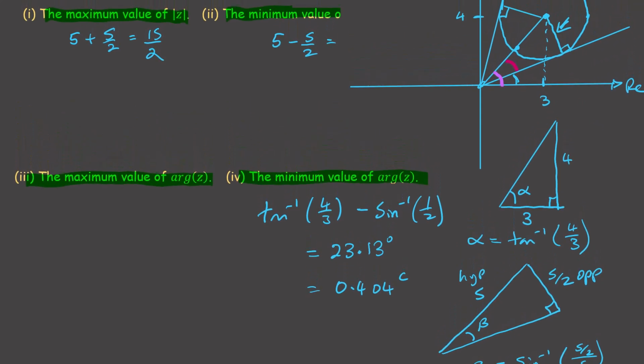Now we said that this was a kite, so if we want the maximum argument, which is that one, then it's going to be the pink angle that we found here. That's the alpha, so that's tan⁻¹(4/3). But this time we're going to want to add that angle. So it's going to be add sin⁻¹(1/2). And that gives me 83.13 degrees, or in radians, 1.451 radians.